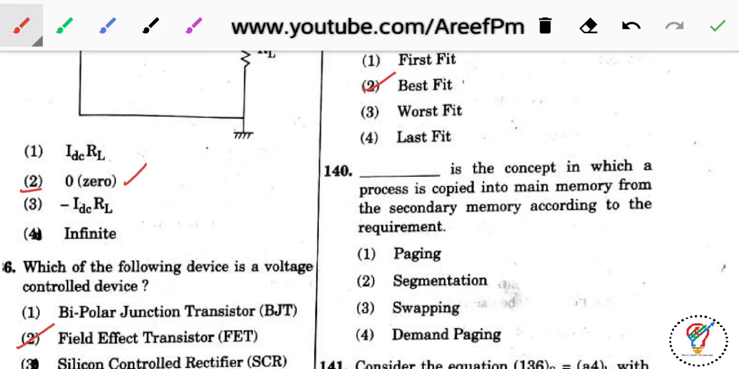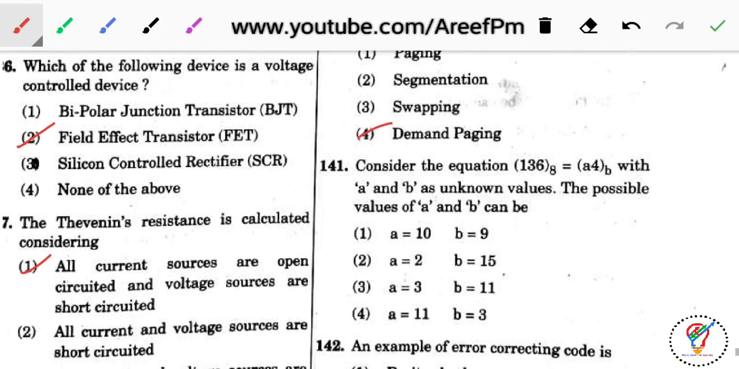Dash is a concept in which a process is copied into main memory from the secondary memory according to the requirement. It is called demand paging. Next one, question number 141.